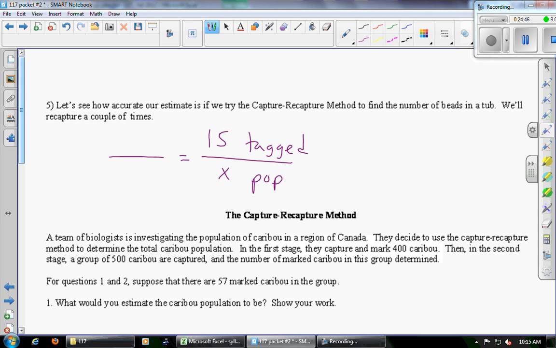So we've got 15 tagged, and the total population I don't know. I'm going to write the same words over here, tagged and population down here. I guess actually we've been calling it total, haven't we? I'll be consistent.